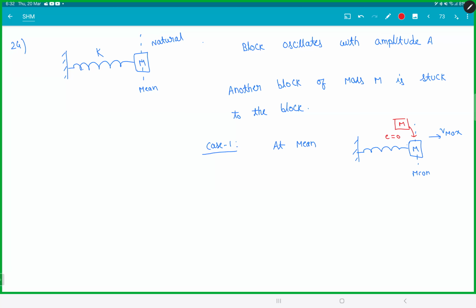Basically, think of it like this: you're going on your cycle and your friend comes and jumps on the back seat. What will happen to your speed? Won't it suddenly just drop? That's what it feels like. Case 2, at the extreme position. So when the block is at the extreme position, when the velocity is 0, the block has just come to rest, then you took the block m and you stuck it to this. Find the new time period and the new amplitude.